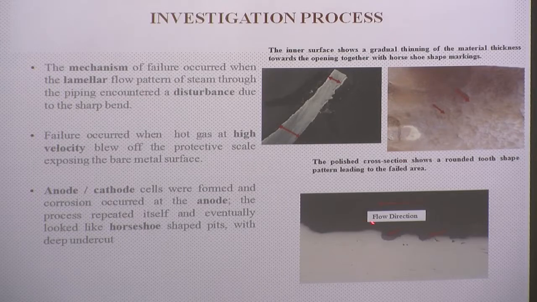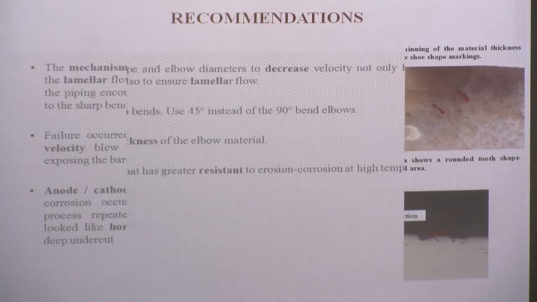So the mechanism of failure here is when there was a flow in the pipe, and because of the pipe restrictions, the steel had bent. The hot gases blew off the steel of the pipe. Each material has a sort of film over it. The hot gases blew off the film, and anodes and cathodes were set up, and corrosion took place. At the end, the whole pipe will open up at those points.